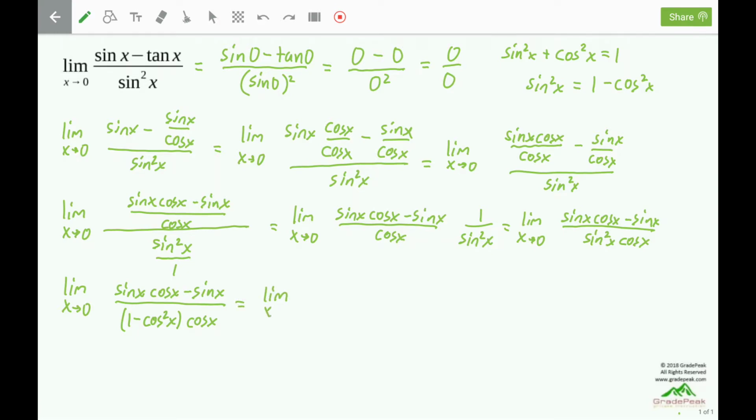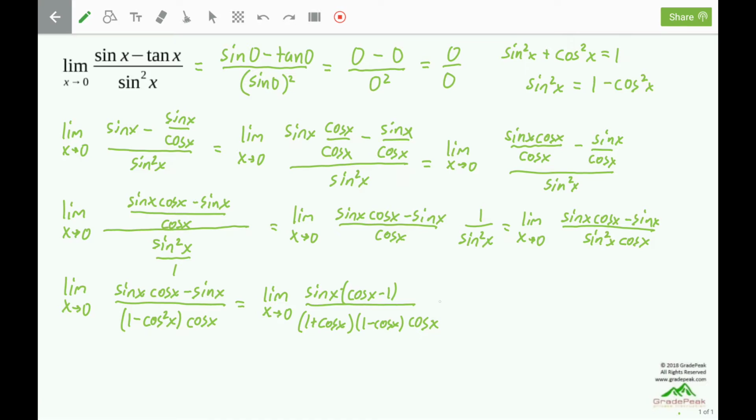And now we can factor the numerator and denominator. In the numerator, we have a common factor of sine of x, leaving us with a cosine of x minus 1. In the denominator, we have a difference of squares, which will factor into a 1 plus cosine of x and a 1 minus cosine of x, times the cosine of x. Now we have 0 over 0, and cosine of 0 is a 1, and we're getting a 0 because of the cosine of x minus 1 in the numerator and 1 minus cosine of x in the denominator, and we can get those to cancel.